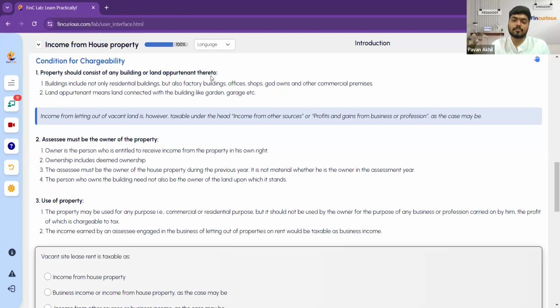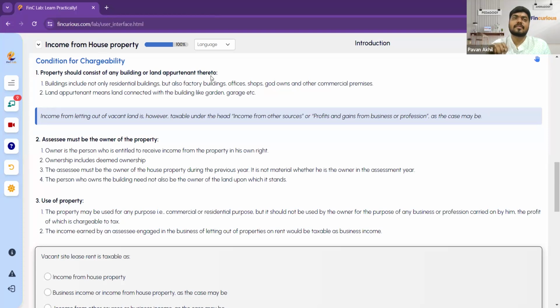If it is for a business purpose, it will be charged under PGBP. That's a different story. But the basic condition here to charge income under house property is that the property should consist of any building or land appertaining thereto. That's the first condition. What is the second condition? Assessee must be the owner of the property.